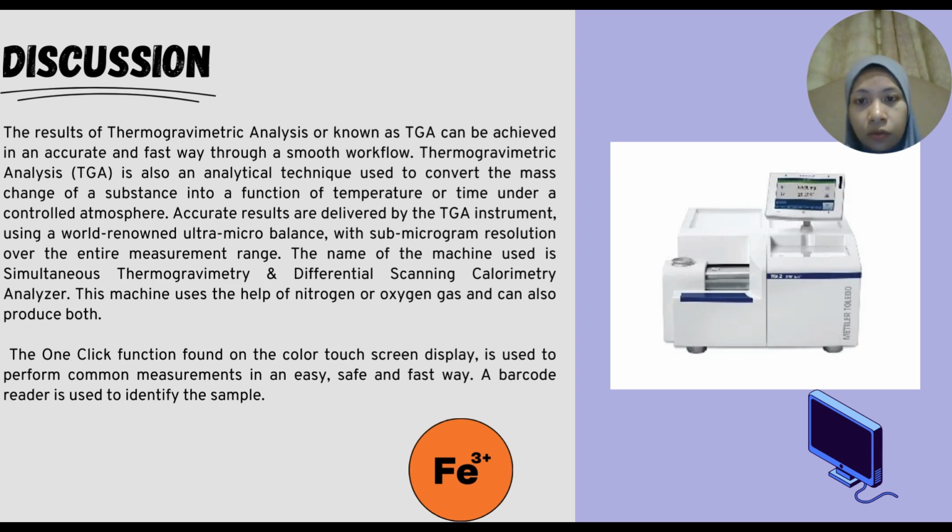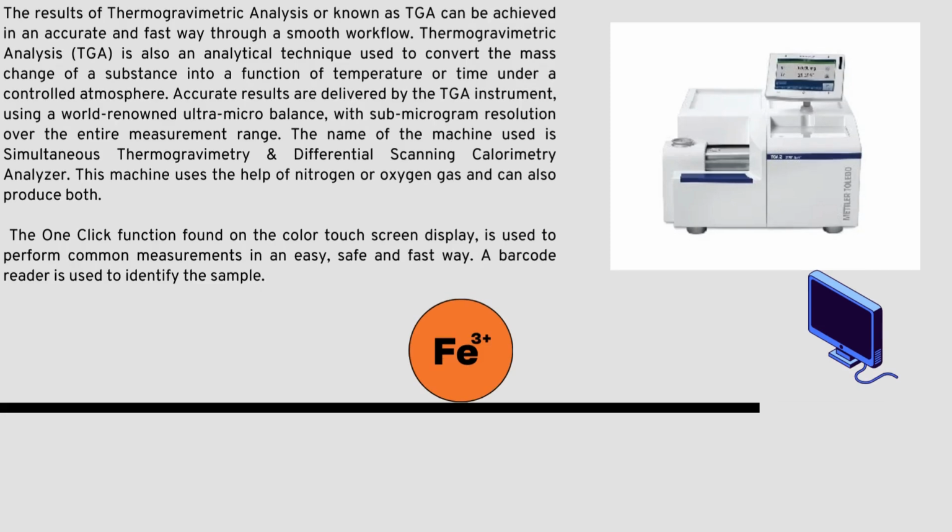This machine uses nitrogen or oxygen gas. The one-click function found on the color touch screen display is used to perform common measurements in an easy, safe and fast way. A barcode reader is used to identify the sample.